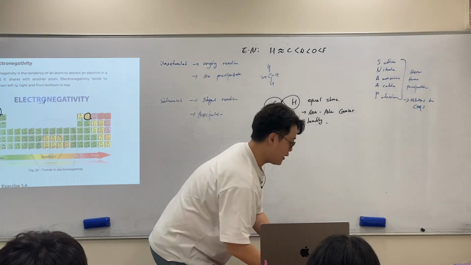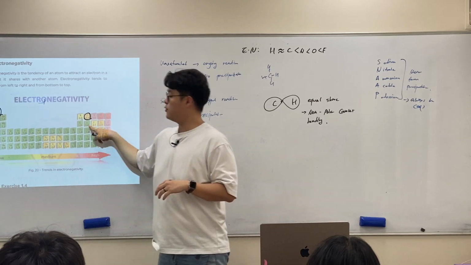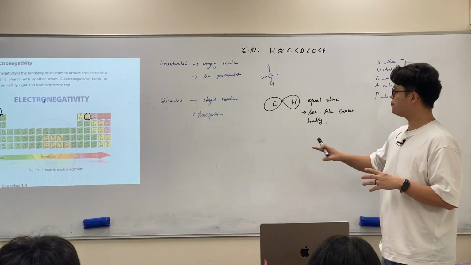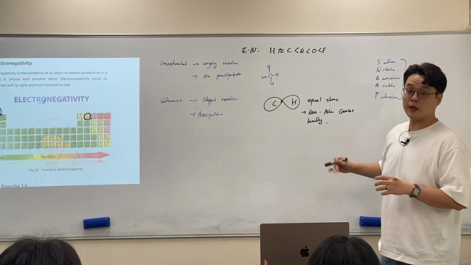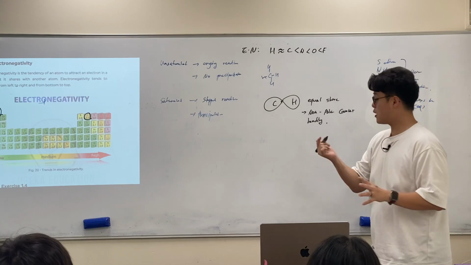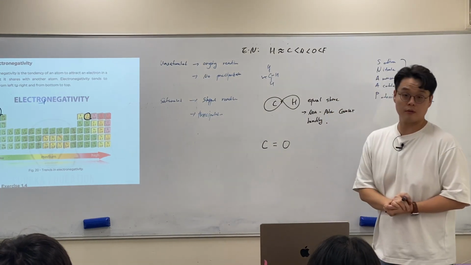Okay, in the case where we have similar electronegativity, as we can see with hydrogen and carbon, they share the electrons equally, and therefore form non-polar covalent bonding. What if we have carbon double bonded to oxygen?